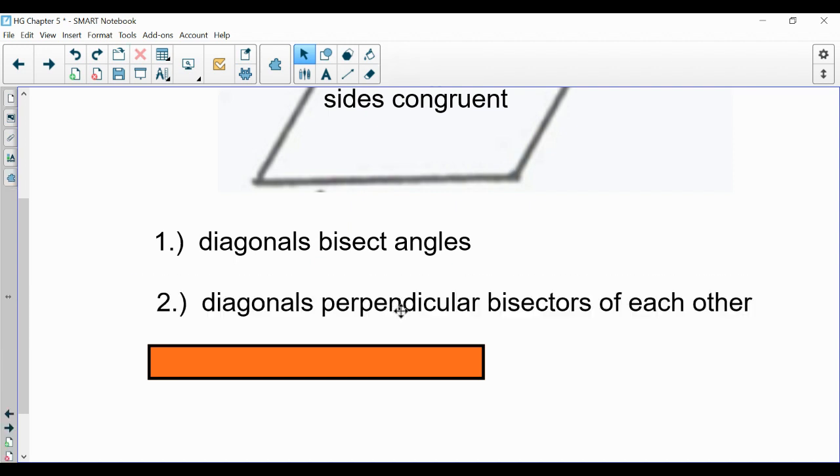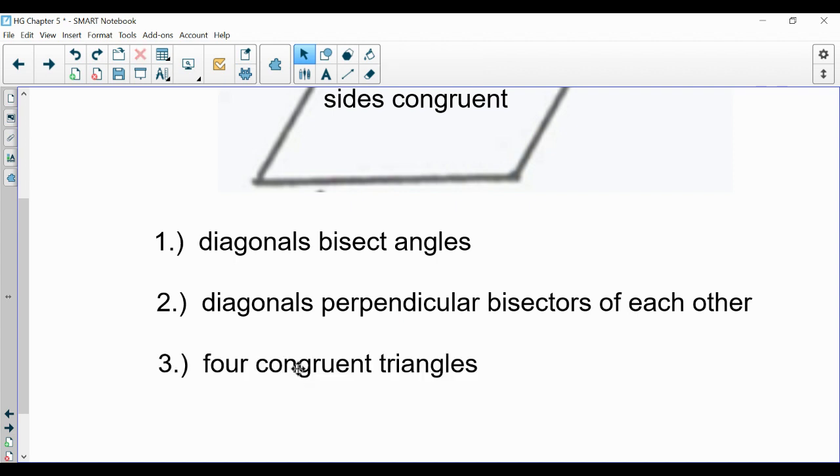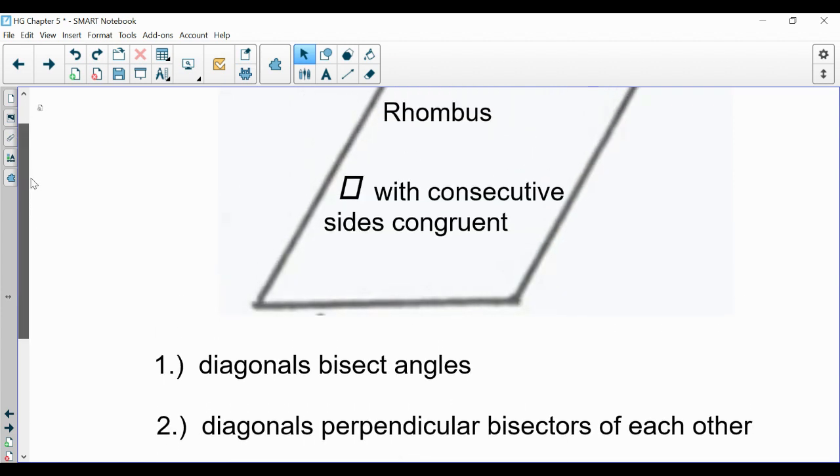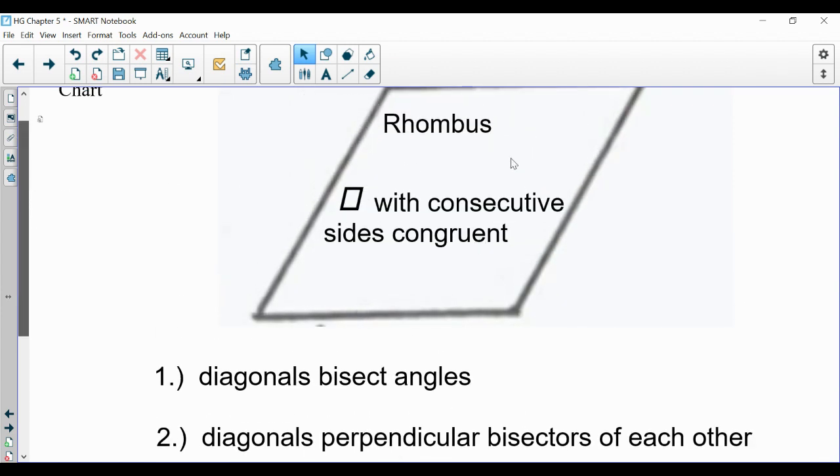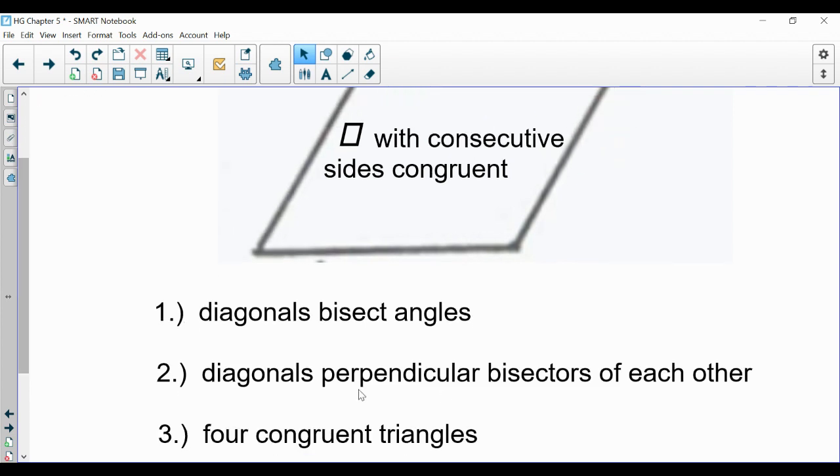Diagonals perpendicularly bisect each other. We already knew they bisected, but now they're actually perpendicular where they bisect. And then the last one is that 4 congruent triangles are formed when you draw in the 2 diagonals. The 4 triangles that are formed are actually all congruent. Okay. And again, a lot of this we can actually prove with some pretty short proofs.